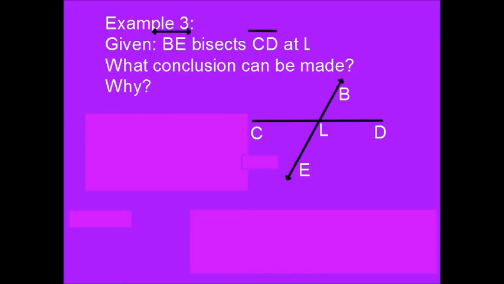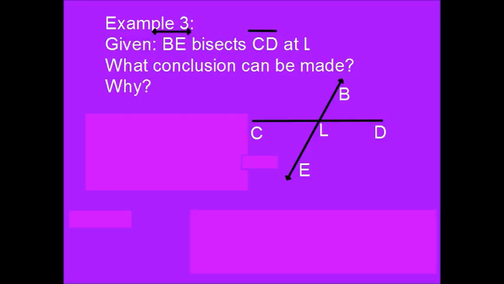Alright, our example 3. There's a lot of boxes on example 3, so let's see what we got here. For our given statement, line BE bisects segment CD at L. What conclusions can be made and why? First thing we have to ask ourselves is which one is bisecting. The easiest thing I can usually say to do is replace that word bisects, which is our key word, meaning creating two congruent, with the word cuts.